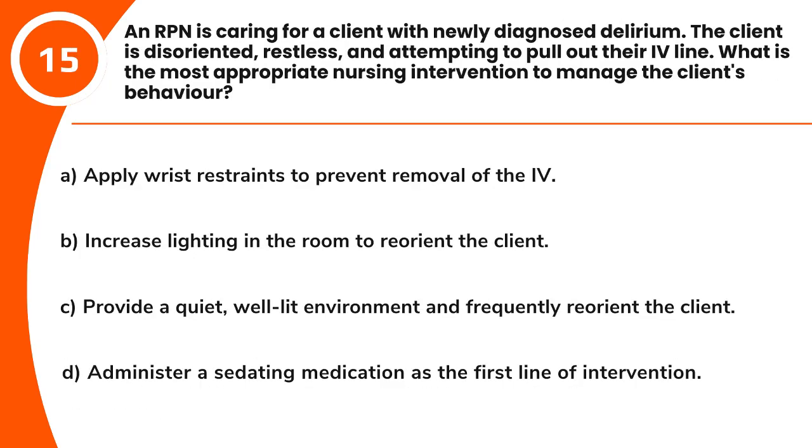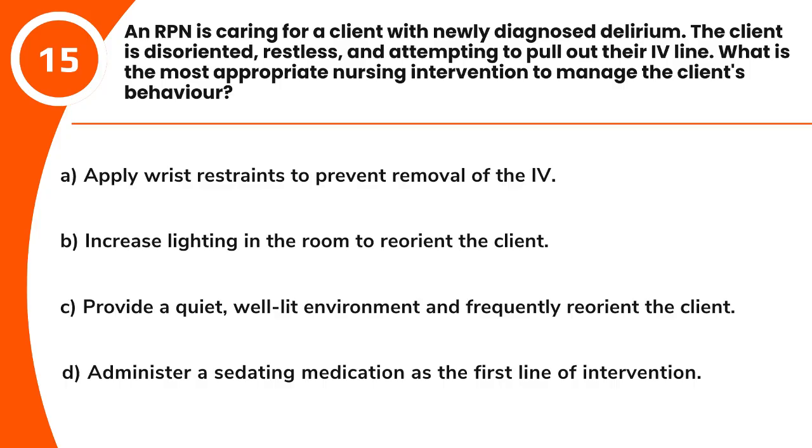Question 15. An RPN is caring for a client with newly diagnosed delirium. The client is disoriented, restless, and attempting to pull out their foley line. What is the most appropriate nursing intervention to manage the client's behavior?